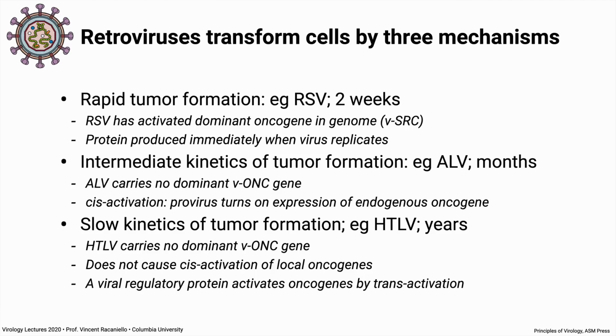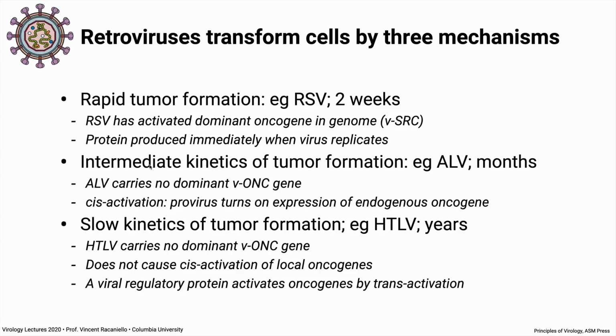So retroviruses end up transforming in three ways. I've just told you about one, which is rapid tumor formation like Rous sarcoma virus, about 2 weeks. The virus has picked up a dominant oncogene, and that protein is made immediately when the virus infects the cell. It's permanently produced because the virus integrates as a provirus and the cells become transformed.